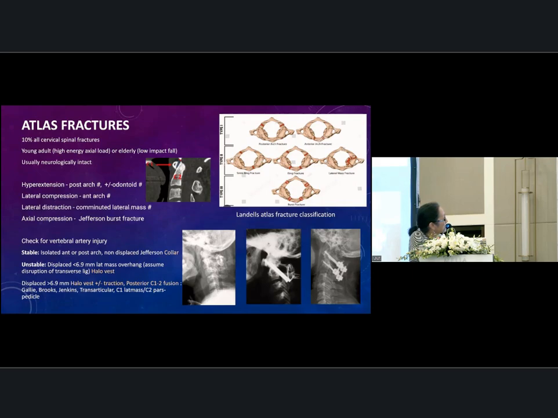The ones that are stable, such as the isolated anterior posterior arches or a non-displaced Jefferson fracture, can be managed conservatively. If they are unstable, depending on the amount of displacement, they can be managed in halo frames. But if there's a significant displacement, then a posterior fusion is also indicated.